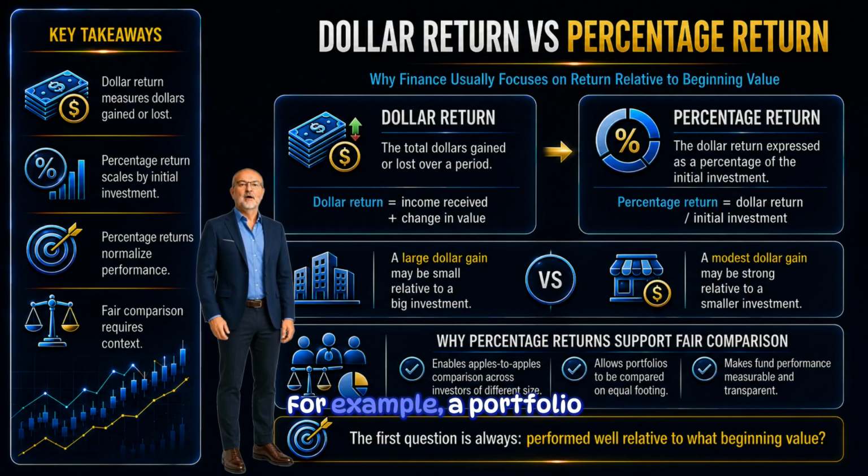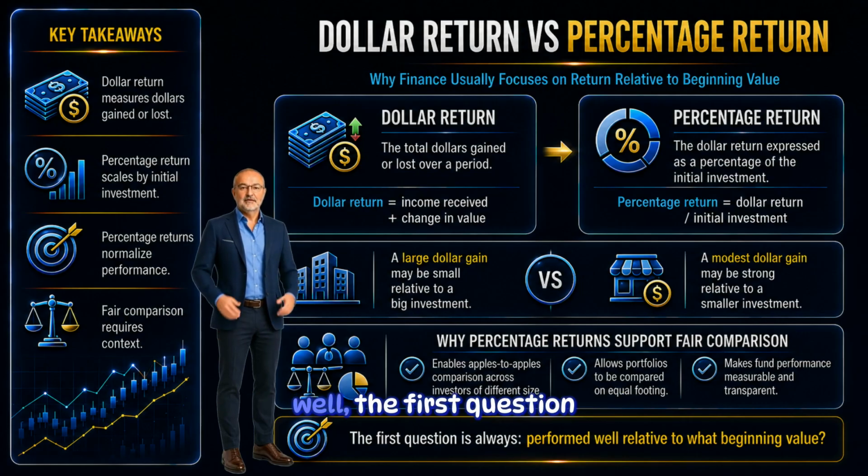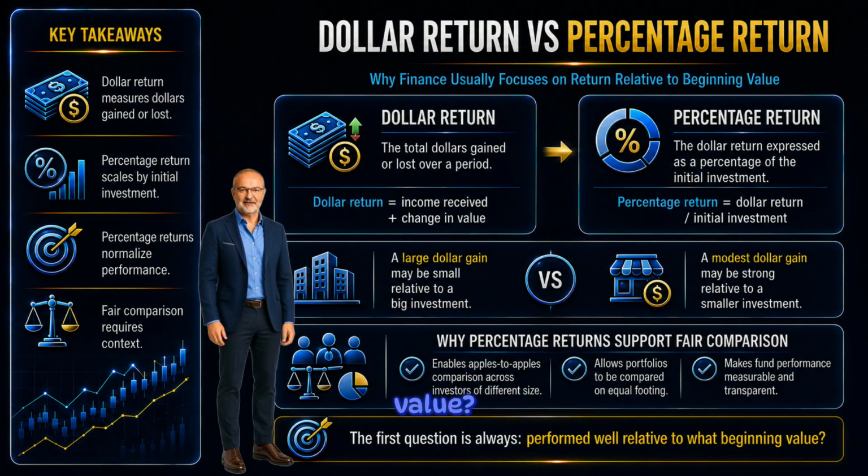For example, a portfolio manager, an individual investor, and a pension fund may all invest very different amounts. Dollar gains alone wouldn't allow a fair comparison. Percentage returns make the comparison meaningful. So, whenever you hear that an investment performed well, the first question should be, performed well relative to what beginning value?